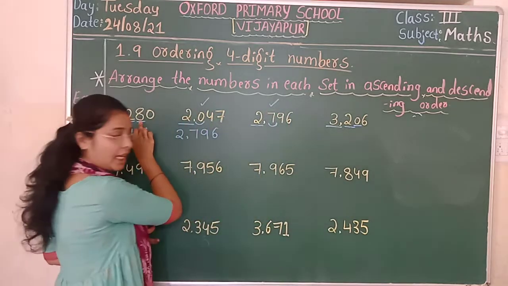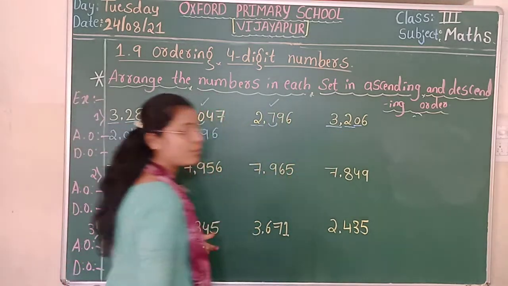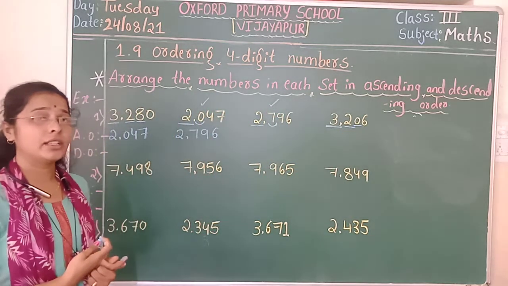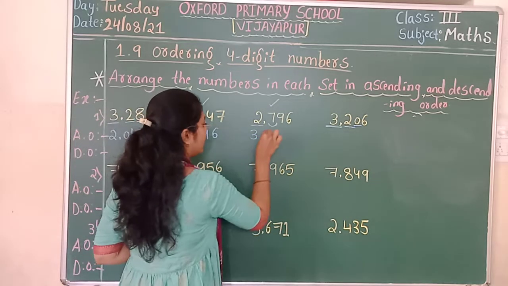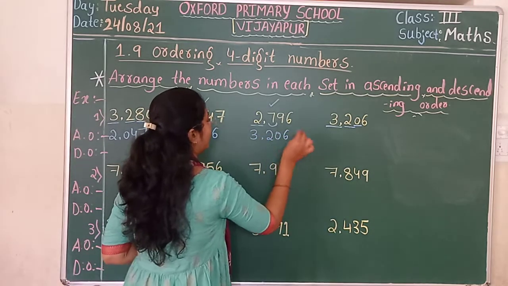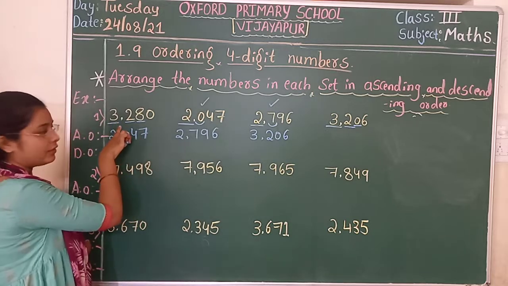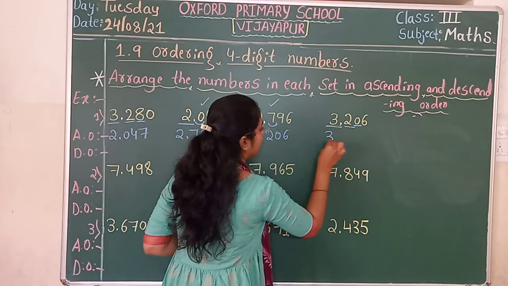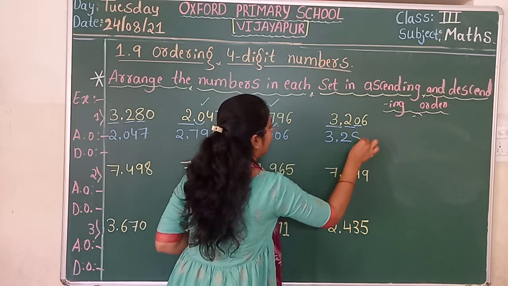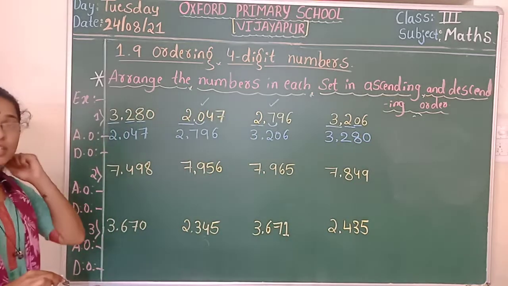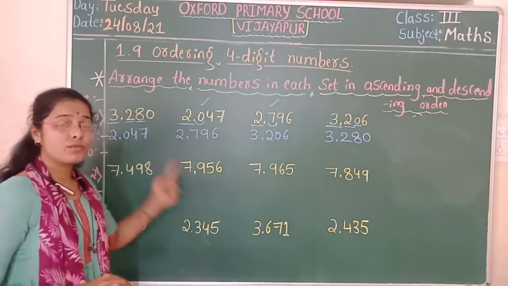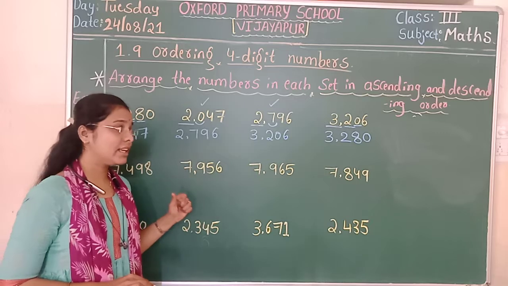Here we have 8 and 0. Which is the smaller number? 0 is the smallest one. Write down 3206 and the one left is 3280. Understood, children? This is what arranging the numbers from smaller to bigger is: ascending.